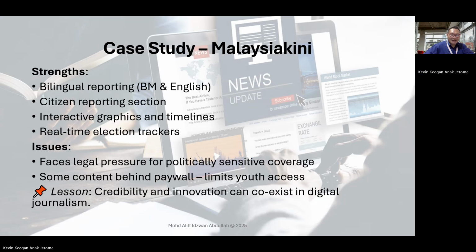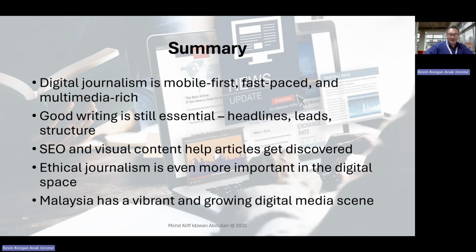Case study here: Malaysiakini, and summary. Digital journalism is mobile-first, fast-paced, and multimedia-rich. Good writing is still essential. Headline, news structure: it's like news reporting for newspapers, but in the form of online. SEO is important, ethical, and also a surviving, growing trend in the Malaysian digital scene today.